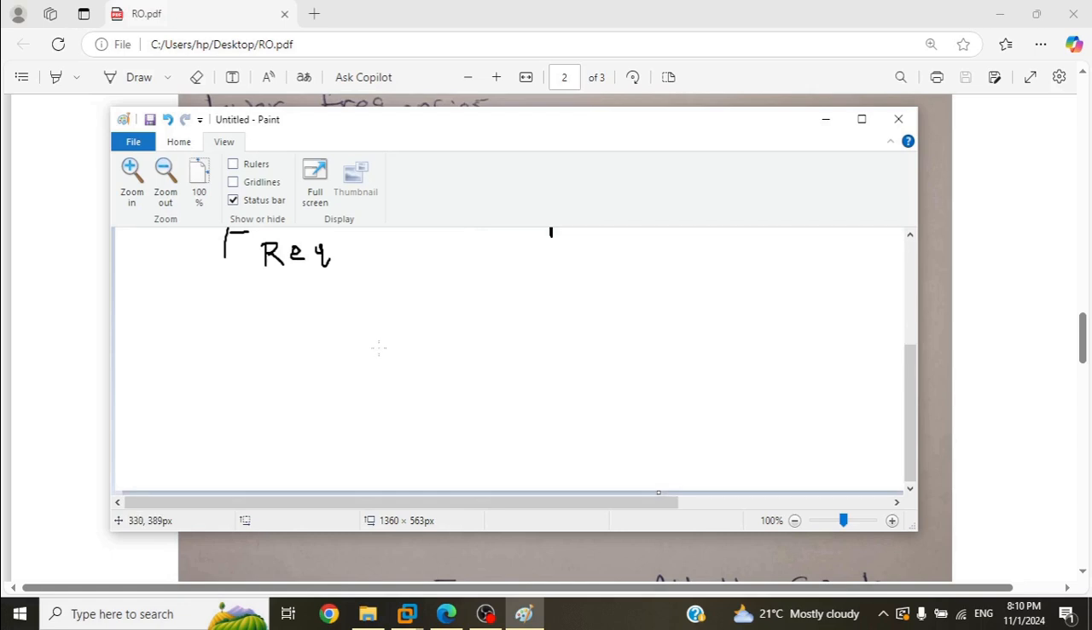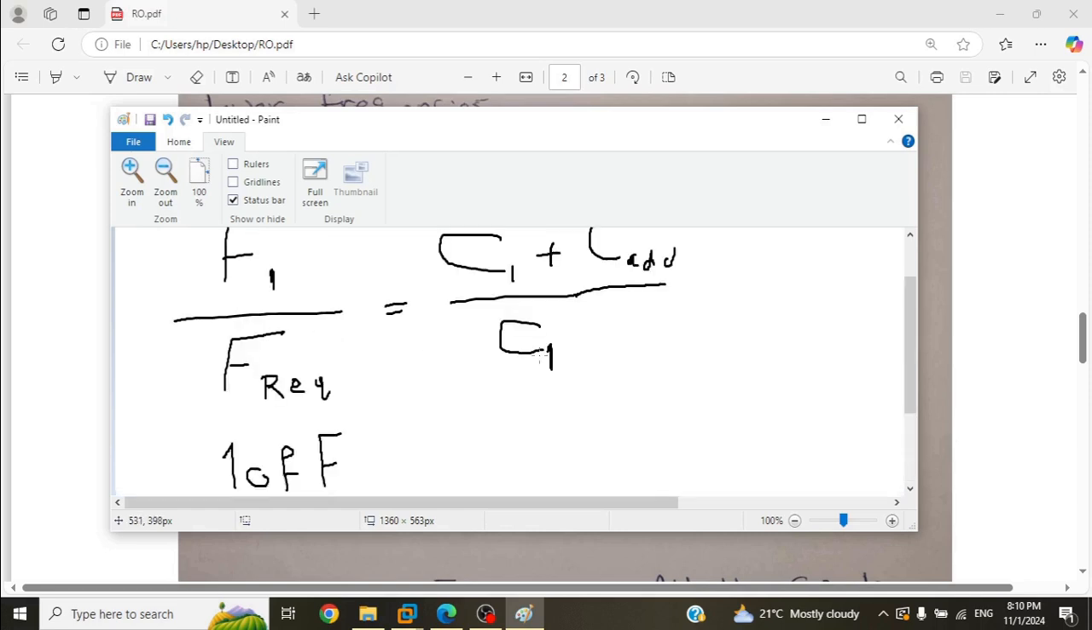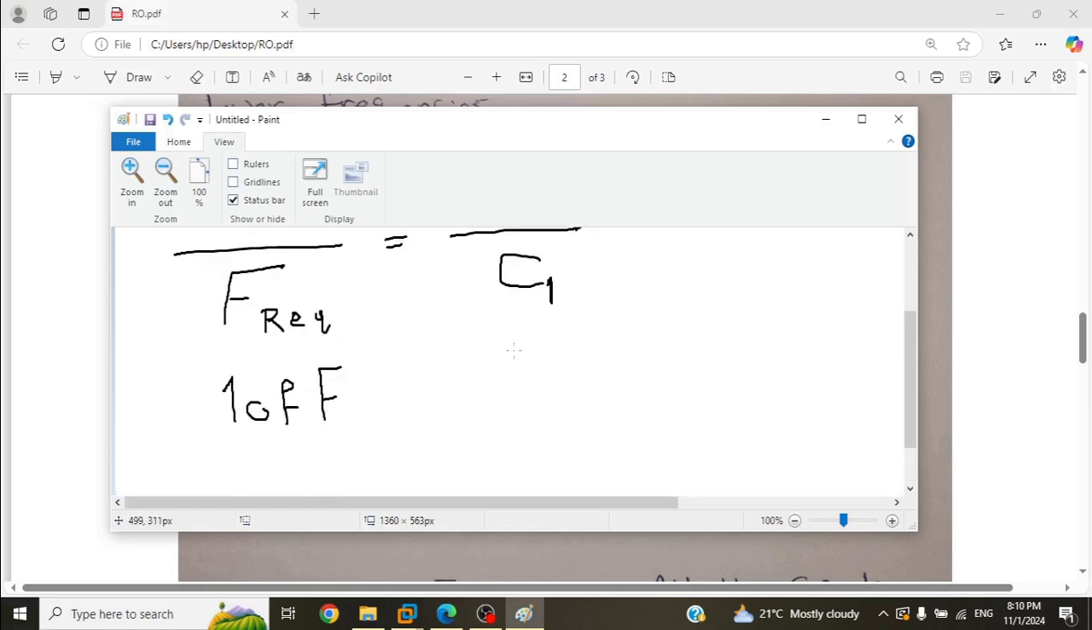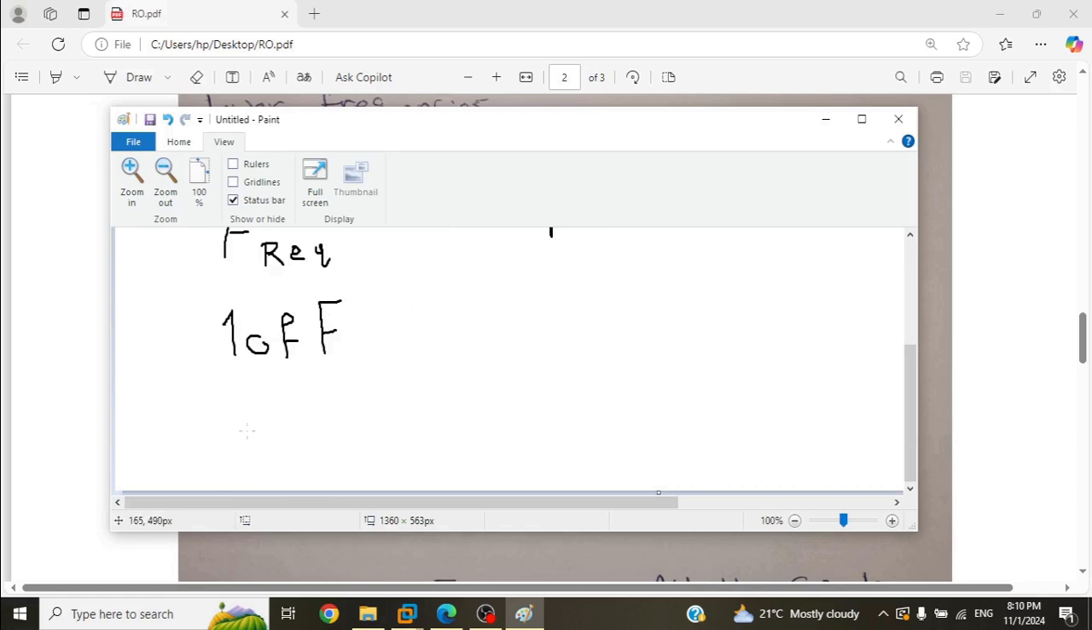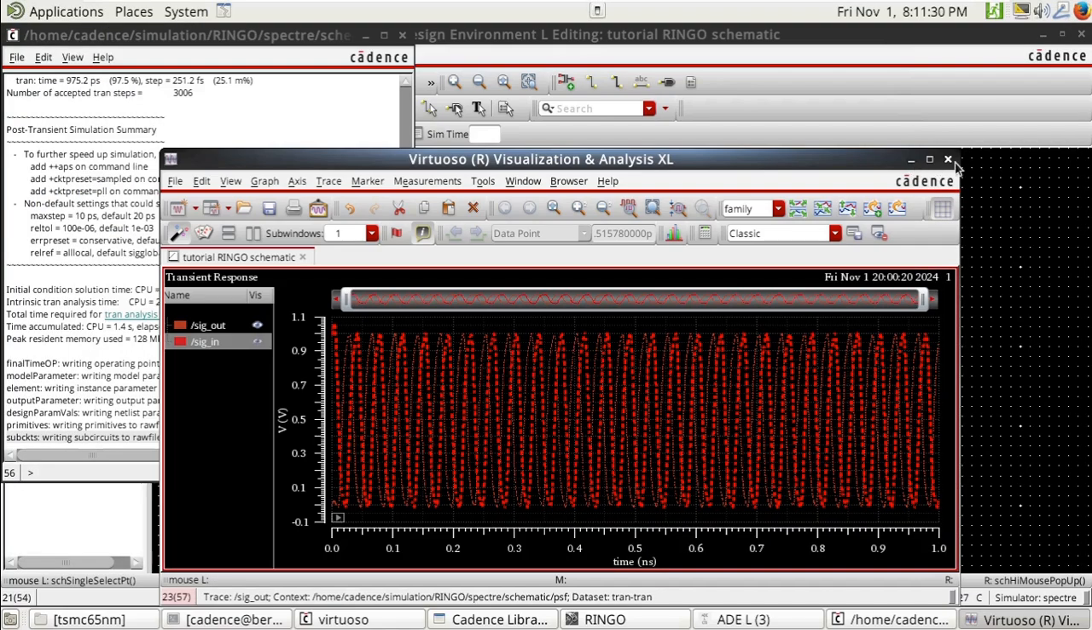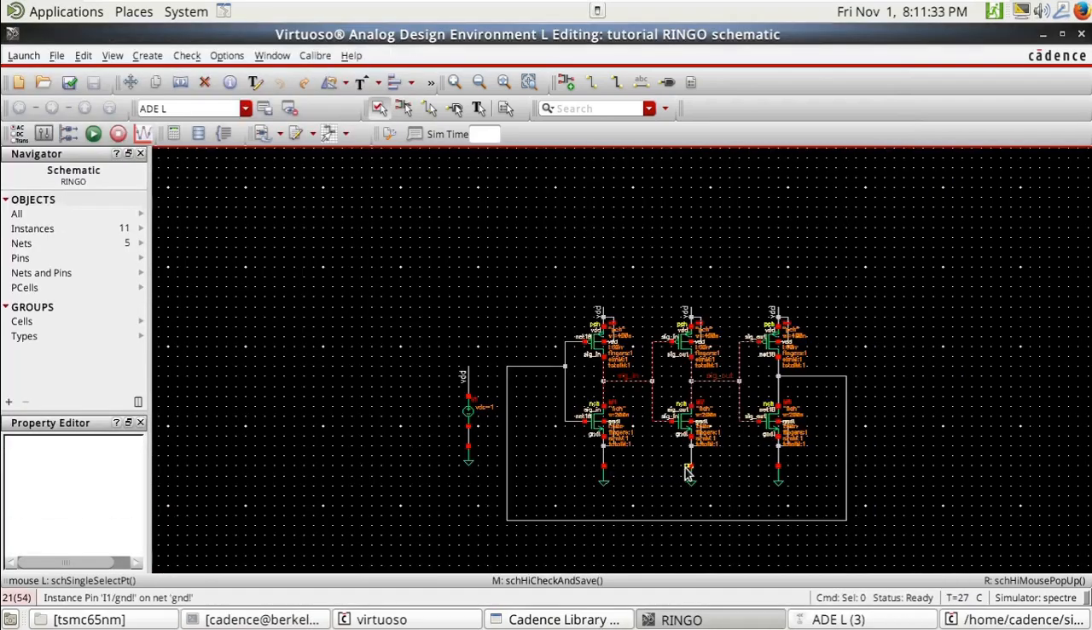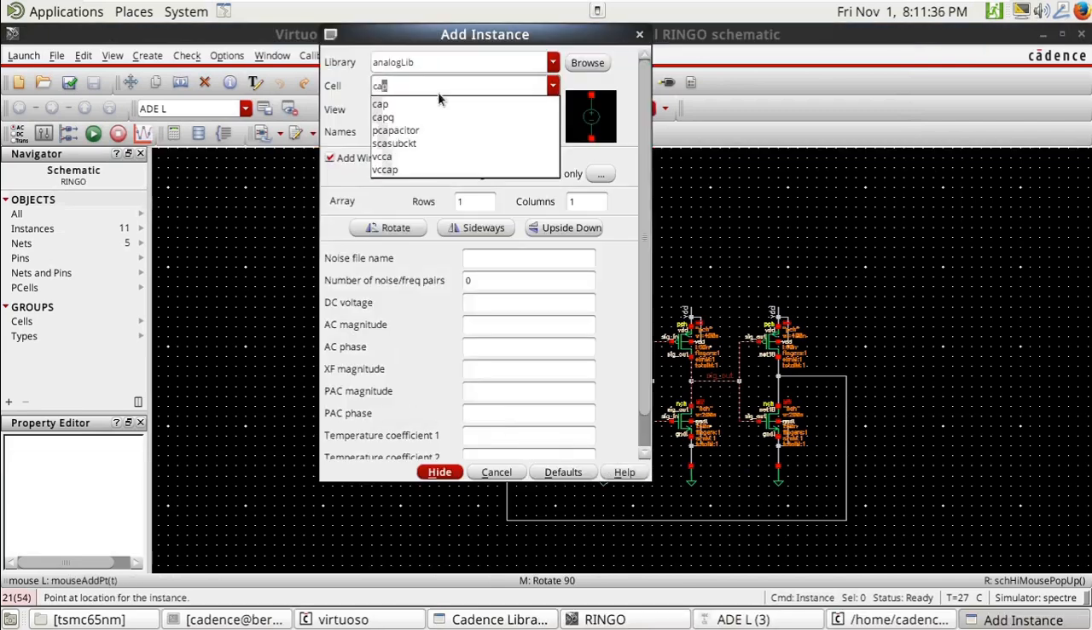So what I'm going to do, I will go to the simulator and add 10 femtofarad in order to measure C1. Then I will do some calculations to know which cap I should add to get 5 gigahertz output frequency. So let's go back to our simulator. Okay, let's add 10 femtofarad here. Cap.